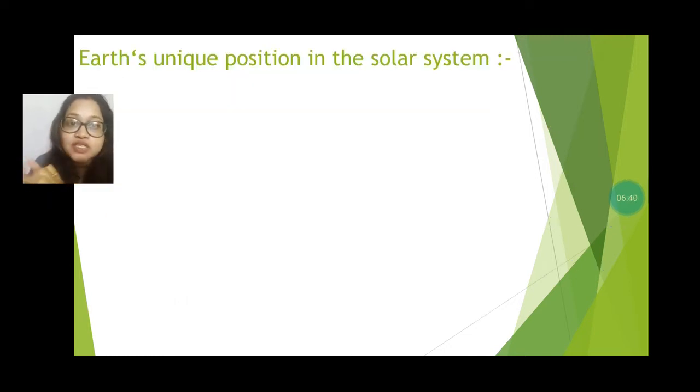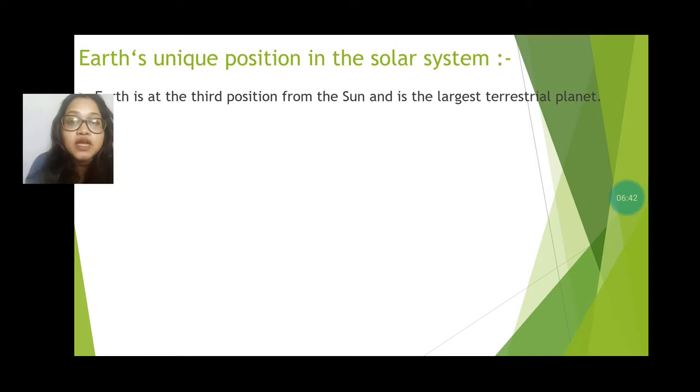Remember all these points. These pointers are very important. Now our next topic is the Earth's unique position in the solar system.